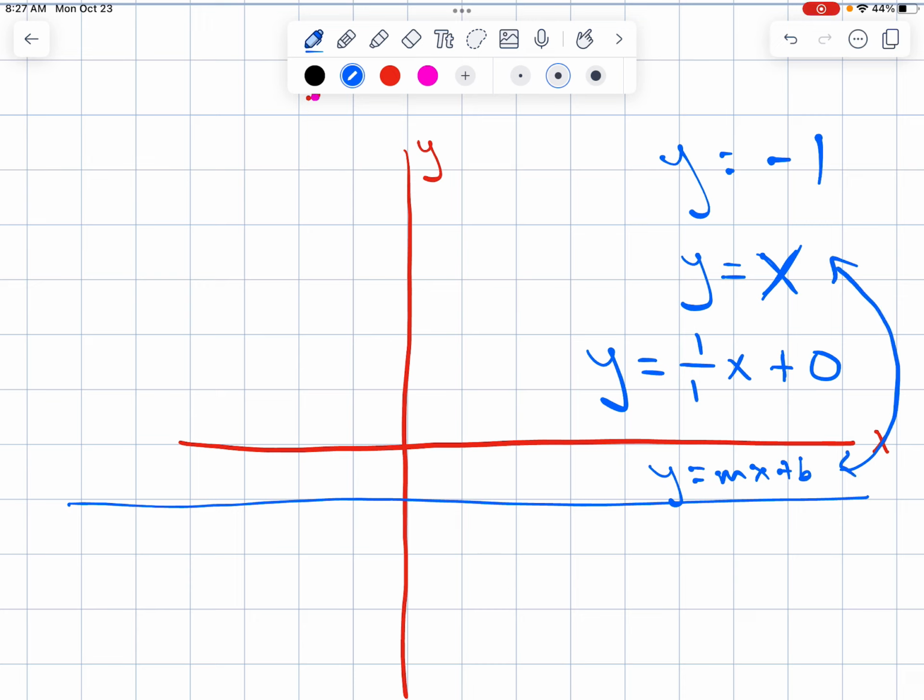Okay, so using our same technique before, we're going to start there at 0. And then our slope is 1 over 1. So up 1 over 1, up 1 over 1, up 1 over 1. And we connect those, and we end up with that line right there.